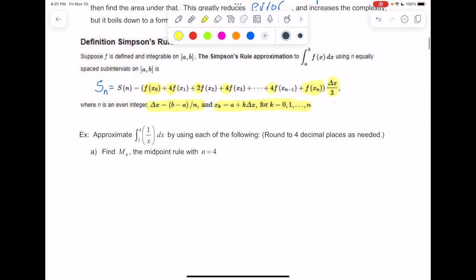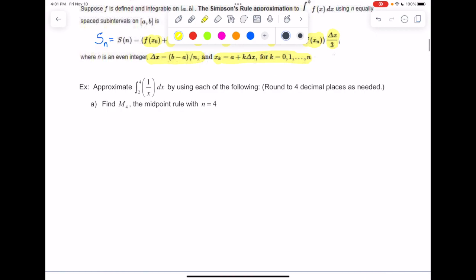All right, so let's go ahead and move on to our first example. We're going to try to approximate the definite integral from 2 to 4 of 1 over x dx by using each of the following. We're going to end up doing M4 and T4 and then S4, and then I'll throw in a fourth technique after that. But just a quick discussion of why not just do this definite integral the normal way. Let's try it, and then I'm going to erase this, so be careful with what you write because it's going to need to be erased in a minute.